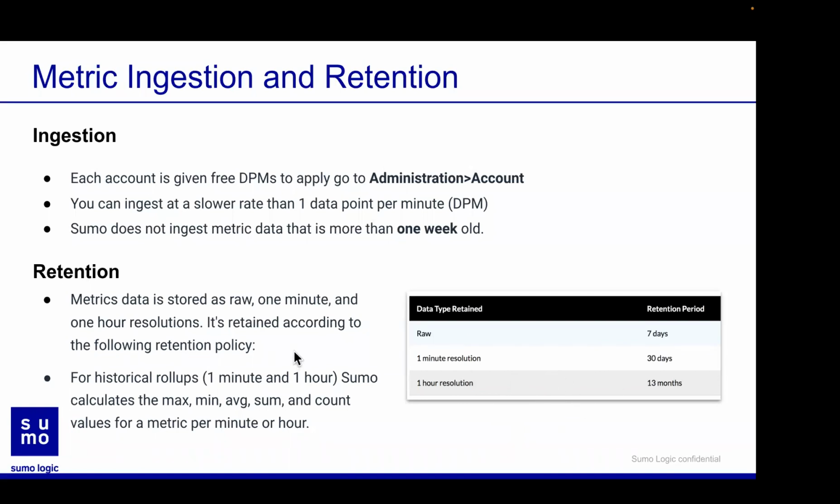So metric data is stored as raw, 1 minute, and 1 hour resolutions. Raw is retained for 7 days. For those 1 minute resolutions, we're retaining for 30 days. Again, we're talking about those metric data. And for 1 hour resolutions, we're retaining for 13 months, okay?